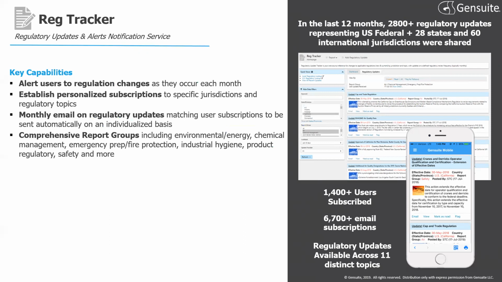Currently, Reg Tracker in the past 12 months had over 2,800 plus regulatory updates, representing just US federal and the 28 states and 60 international jurisdictions. We have over 1,400 users subscribing to regulatory updates in this application, and 6,700 plus email subscriptions.